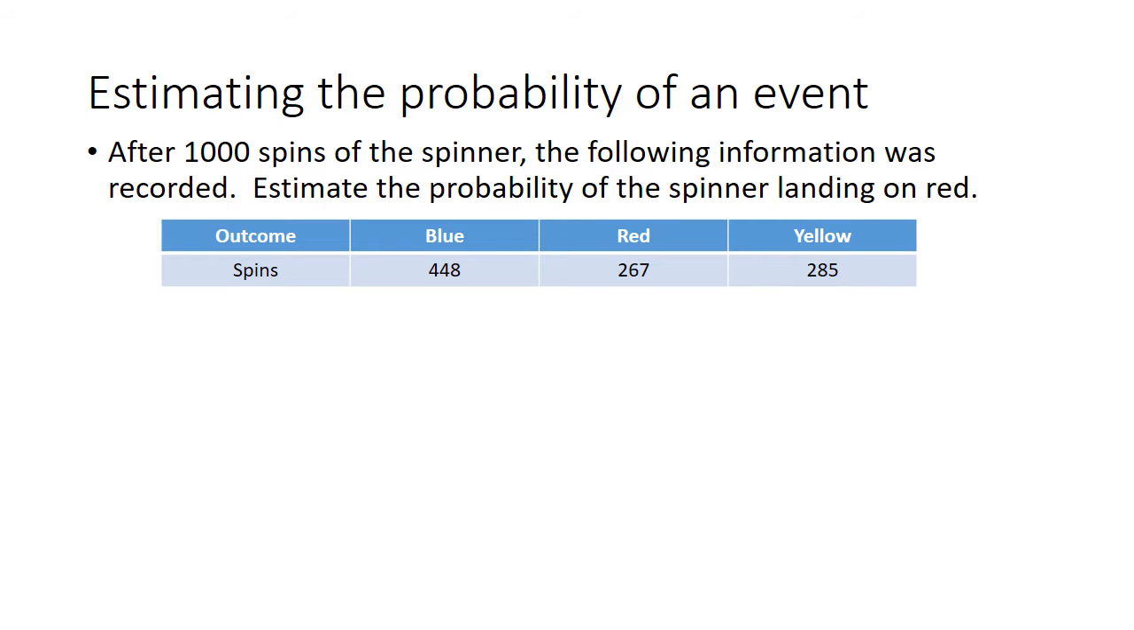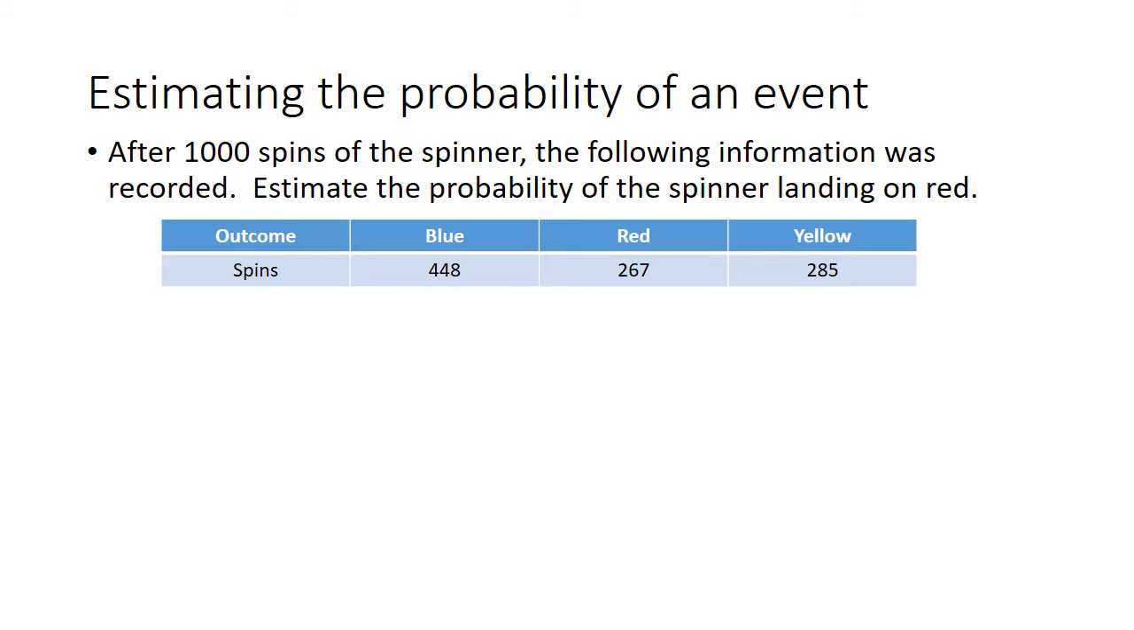So let's try one. Let's say we have a spinner that is blue and red and yellow, and we spin it 1,000 times and we record what color it lands on every single time for 1,000 times. And this is what we find, that it lands on blue 448 times, it lands on red 267 times, and it lands on yellow 285 times. Let's estimate the probability that the spinner will land on red.